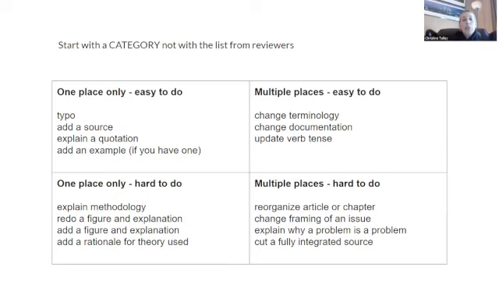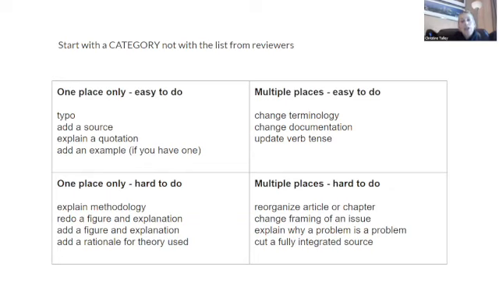So the difference between the first one, which is you only have to do it once and it's easy to do, the second level would be it's easy to do, but you have to do it in a lot of different places. And why we want to keep those revisions separate is that the things that are one place only and easy to do, you can do them and then cross them off your list. They are now finished. For things that are in multiple places that are easy to do, you can't cross that off the list till you've gotten through your whole manuscript, or wherever the multiple places are that it has to happen.